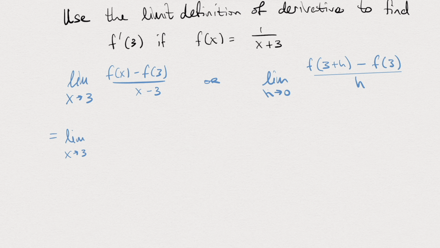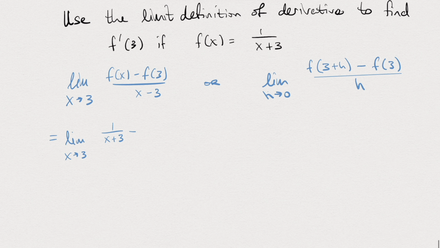So this is the limit as x goes to 3 of f of x. F of x is the fraction 1 over x plus 3. And f of 3, let's just do a quick little side job here. F of 3 is 1 over 3 plus 3, which is 1 over 6. So the minus 1 over 6 goes here, and in the denominator we get x minus 3.